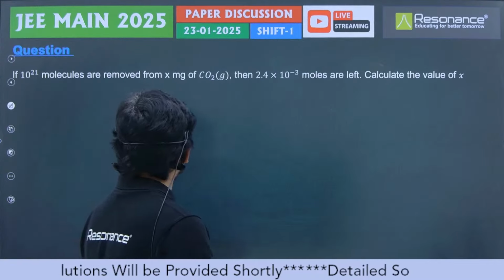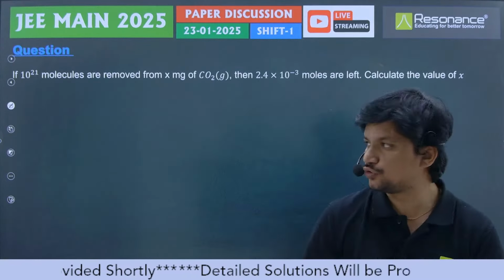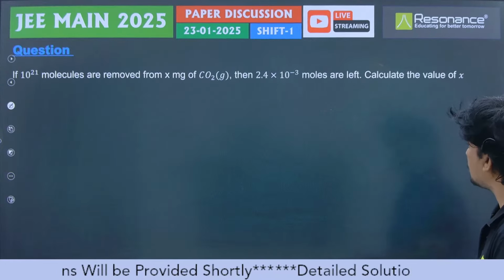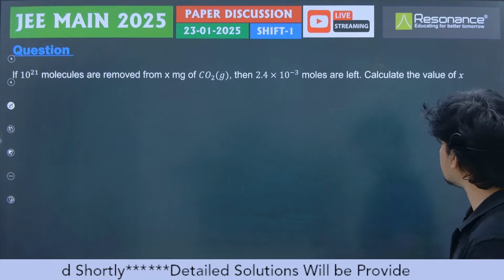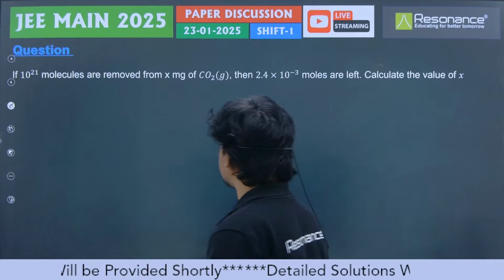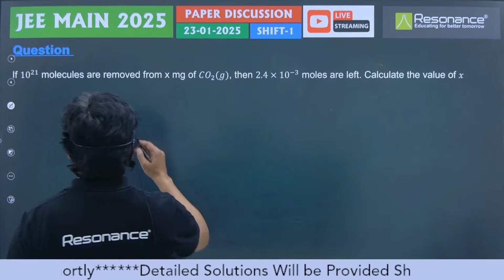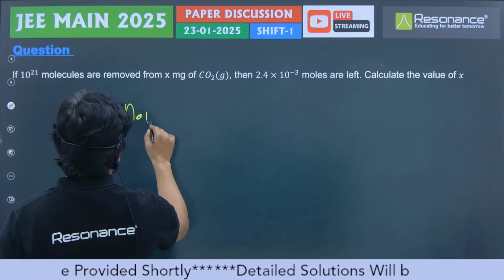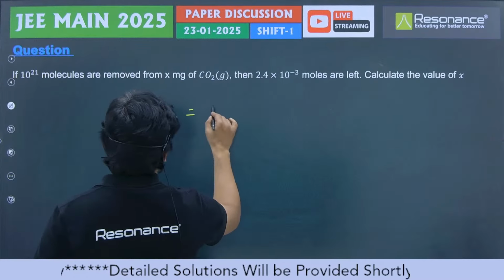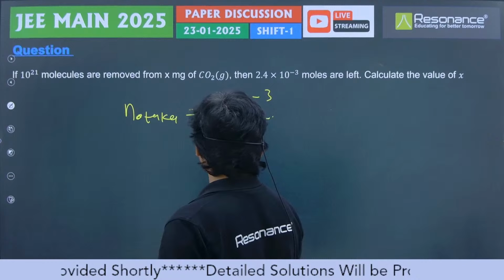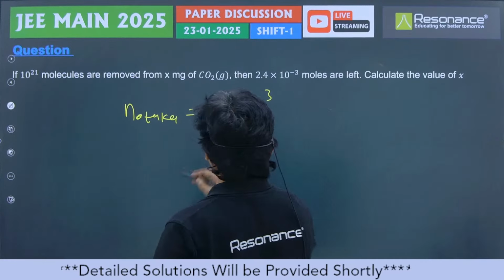Next, if 10 power 21 molecules are removed from x milligrams of CO2, then 2.4 into 10 power minus 3 moles are left. Calculate the value of x. Okay, right. How many moles are given? Number of moles taken, x milligrams, right? x into 10 power minus 3 by 44.